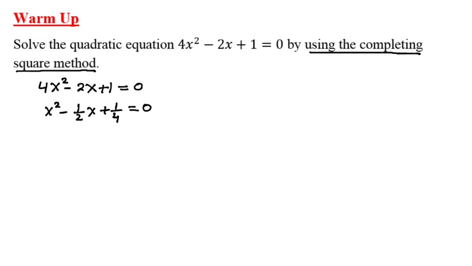Next step, you move the constant to the right hand side. So we move 1/4 to the other side, so it becomes negative 1/4. Now in this step, we have to find half the coefficient of x. The coefficient of x is 1/2, so half of 1/2 is 1/4. So we add the square of that 1/4 on both sides. By doing that, the left hand side will be a complete square.